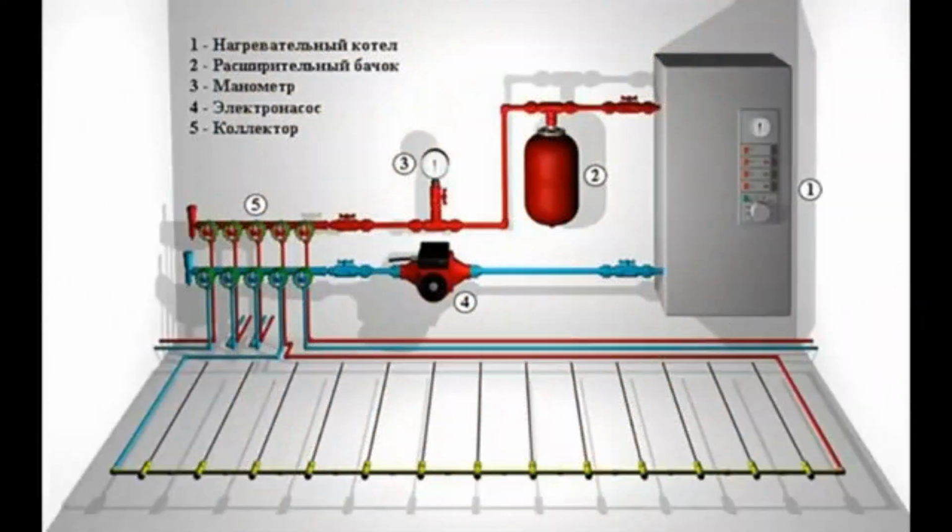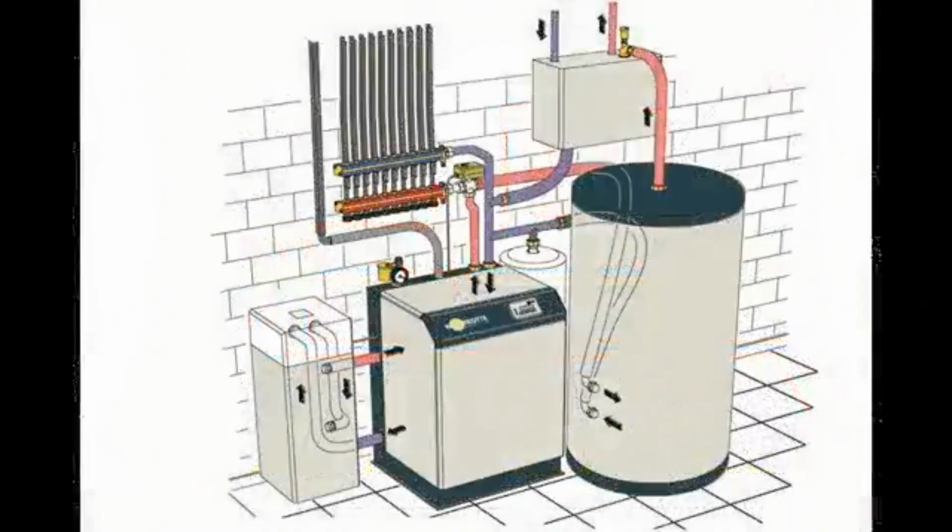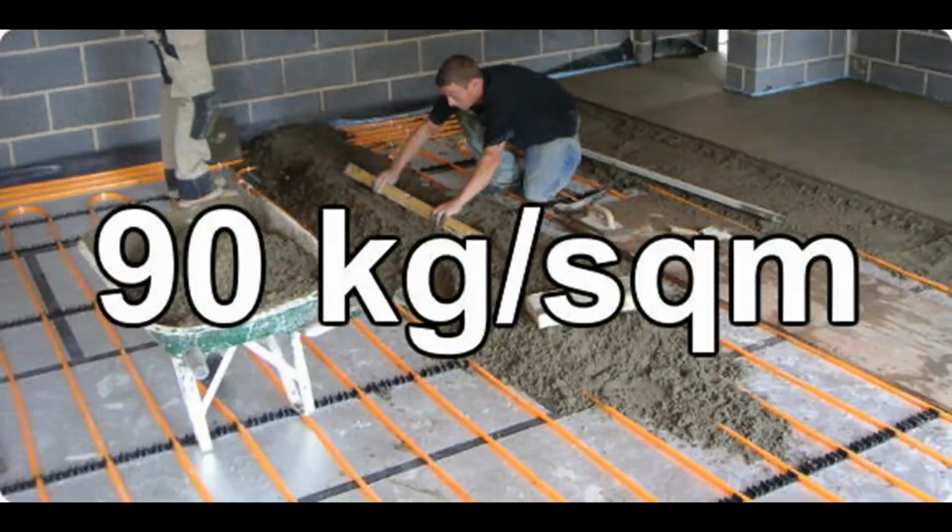Water floor heating can be easily connected to different sources of heat and combine them in convenient ways. The disadvantages of such systems: in a traditional screed solution, there is quite a lot of weight, about 90 kilograms per square meter.